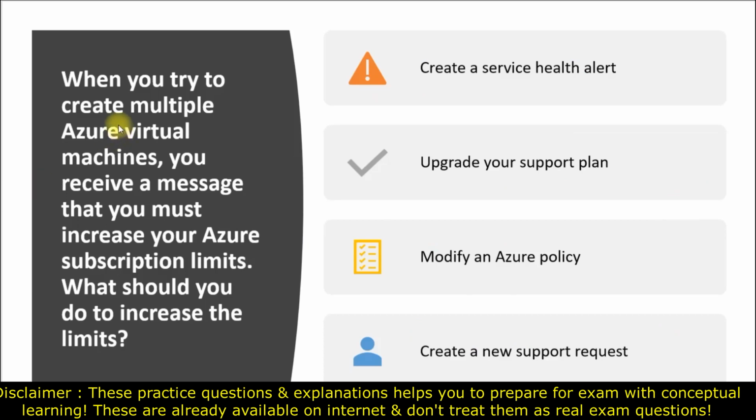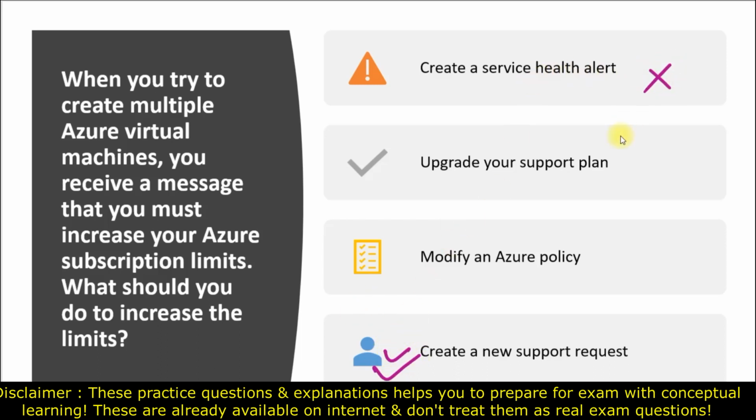In this question, they are asking, when you try to create multiple Azure virtual machines, you receive a message that you must increase your Azure subscription limit. What should you do to increase the limit? As you know, most of the time we set a quota limit, and there are some default quota limits as well. Does that actually help us to control the spending on our resources? So it will help us to control our Azure cost. So whenever we need to increase the limit, we need to create a new support request for this one.